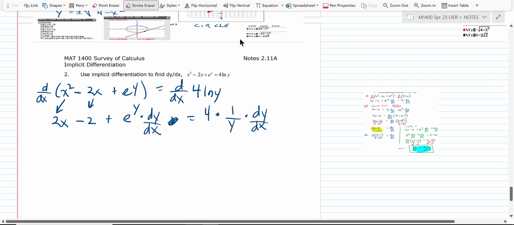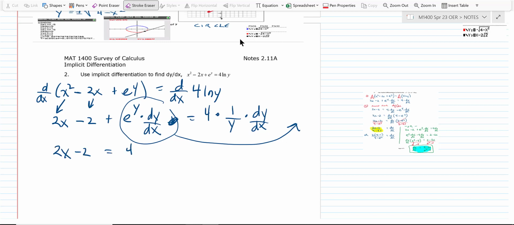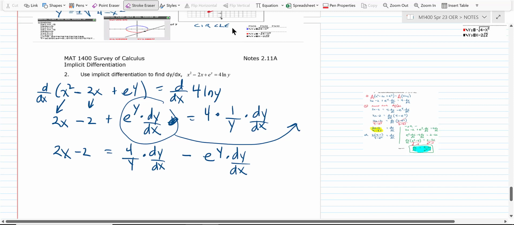Now the way I would do the problem, it's up to you which side the dy over dx's need to be on. You can get both dy over dx's on the left, you can get on the right. I always do which way is easier. To me, it's easier to move this over there. So I'm subtracting that e to the y dy over dx. So I've got 2x minus 2 equals, and you can write this as 4 over y times dy over dx minus, that sign changes, so that's e to the y times dy over dx like that. Okay, that's the way I would do it.